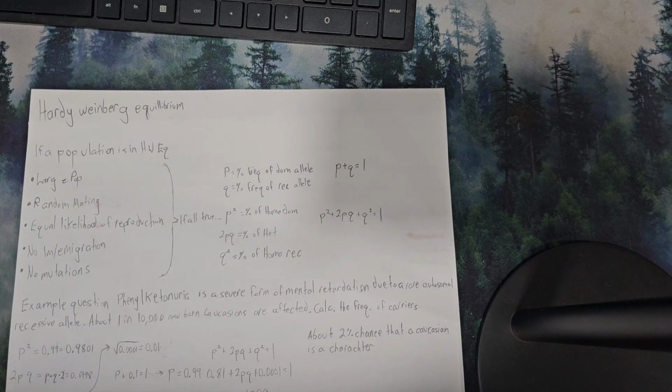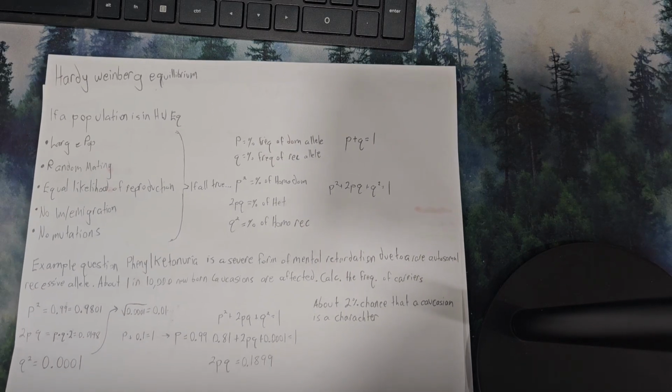So let's take a look at an example question that you might see. I chose a pretty hard one so you could really understand where to get at for these. These are not too bad once you start looking at them, but let's just go through it. Phenylketonuria is a severe form of mental disability due to a rare autosomal recessive allele. About 1 in 10,000 newborn Caucasians are affected. Calculate the frequency of carriers. So carriers are people who don't express the trait but do have a dominant allele there, right?